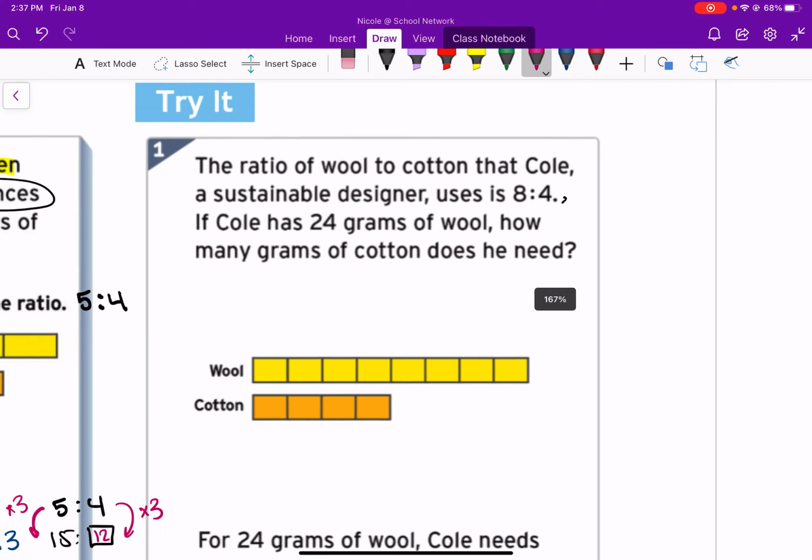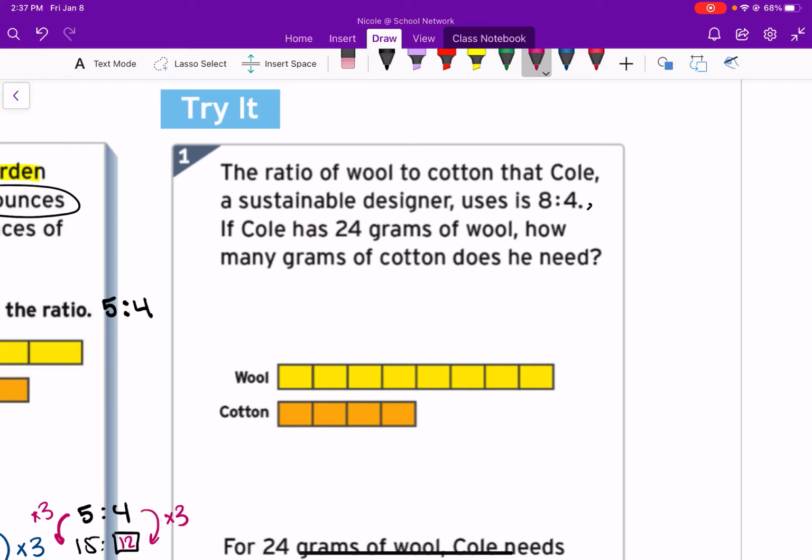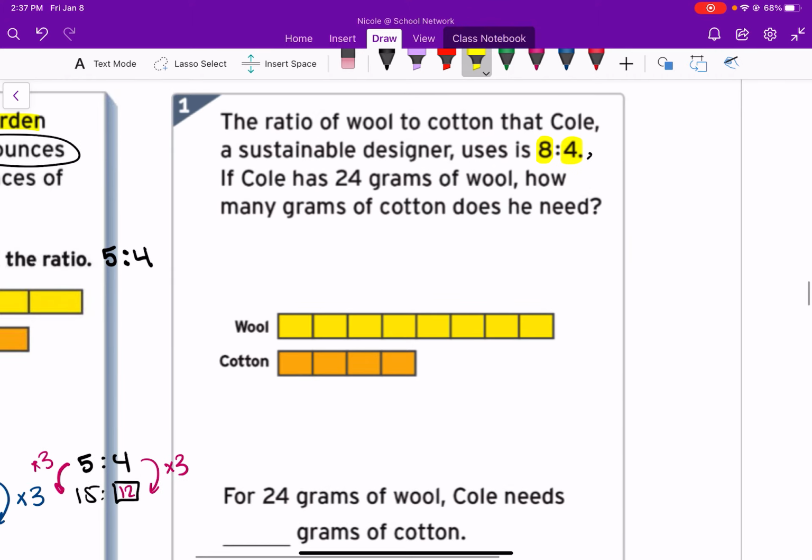So now we have the ratio of wool to cotton that Cole, a sustainable designer, uses is 8 to 4. So this is wool to cotton, and they have it illustrated down below. So if Cole has 24 grams of wool, how many grams of cotton does he need? So if he has 24 here, how many here?